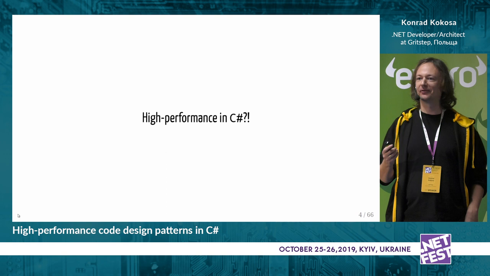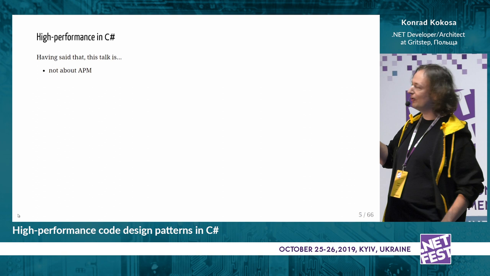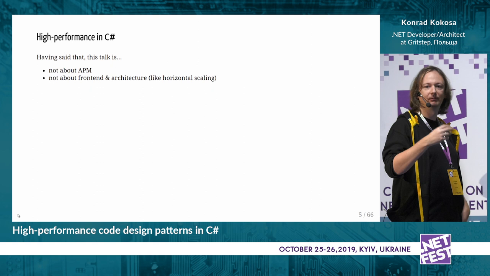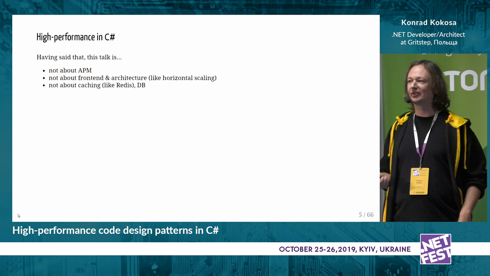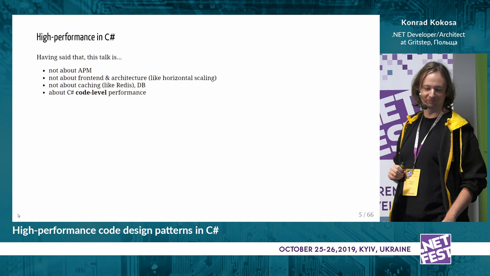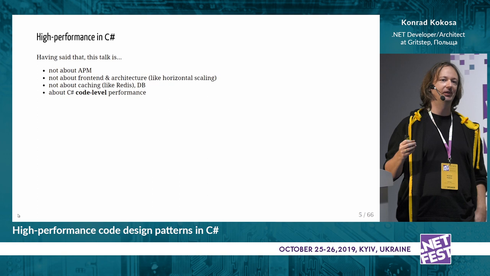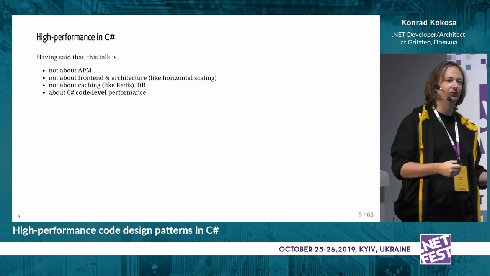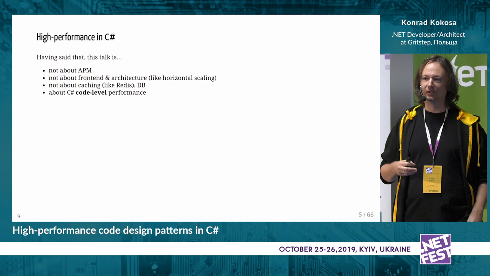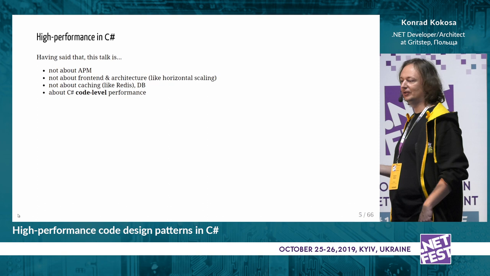Having said that, this talk is not about general performance, like application performance monitoring. It's not about front-end or architecture scalability. It is not about caching, Redis, databases. I'm only talking about performance in terms of C# code, on code level performance. And also not talking about trivial advice like do not avoid memory leak, for example, or do not use LINQ, or such trivial advice. Everyone probably knows that we should avoid heavy things. This is about the low level code that we are trying to write in C#. This mistake will follow me all the talk.